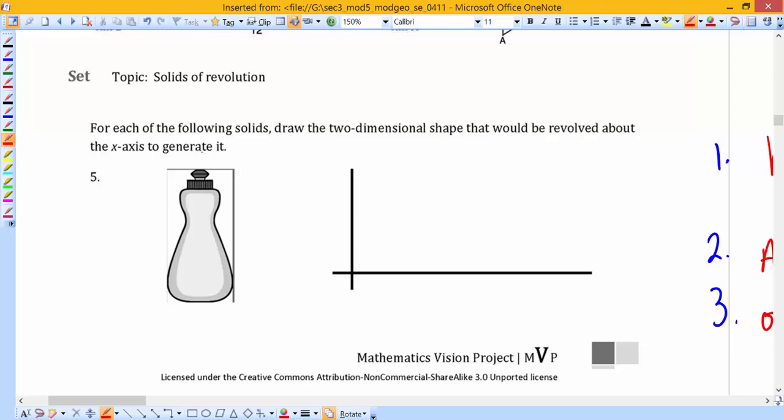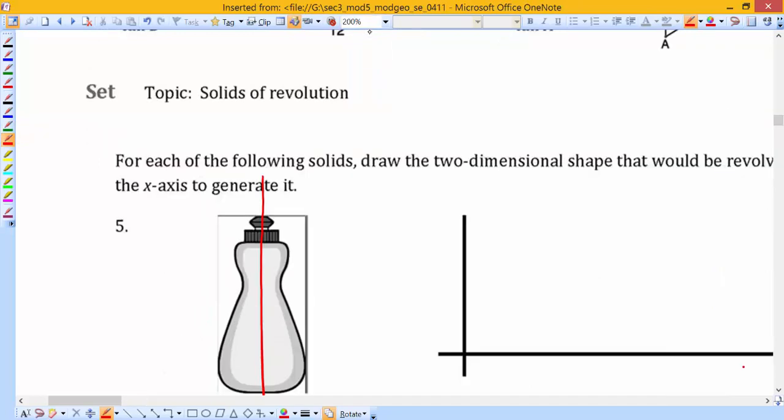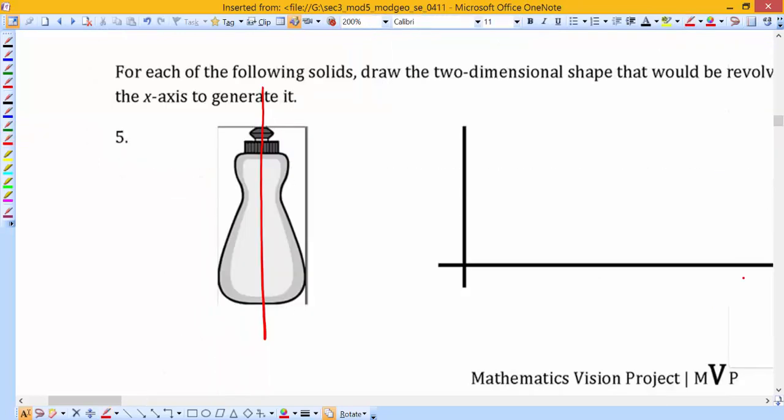In class, we did talk about how you would have to cut a shape down the middle, and that would give you your two-dimensional shape that would need to be rotated over and over and over again, giving you, in this case, a soap bottle. You do need to be very careful when you're drawing these. When I am looking at this two-dimensional shape, it might help, let me make this bigger, it might help that you trace this first.